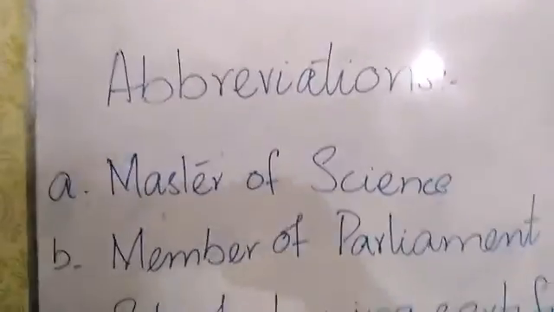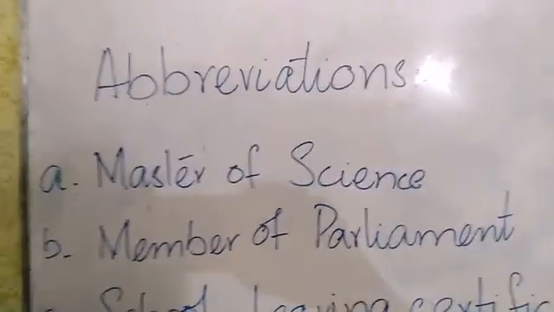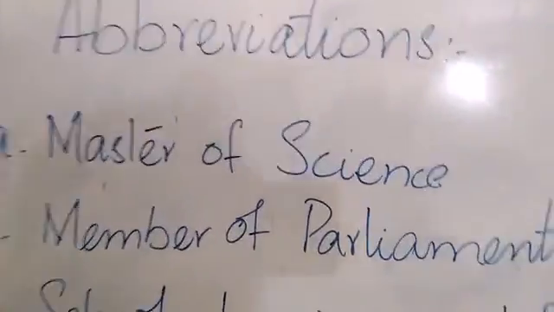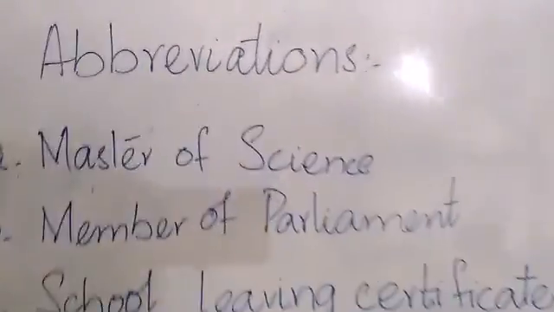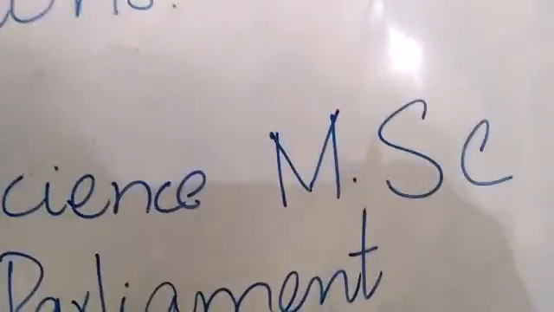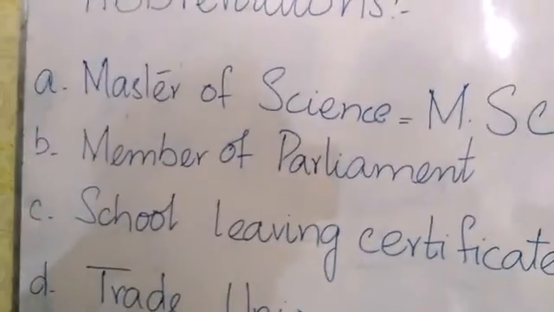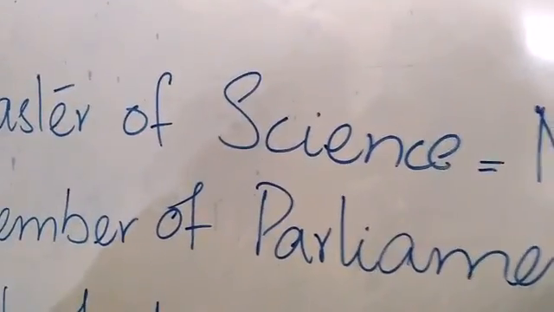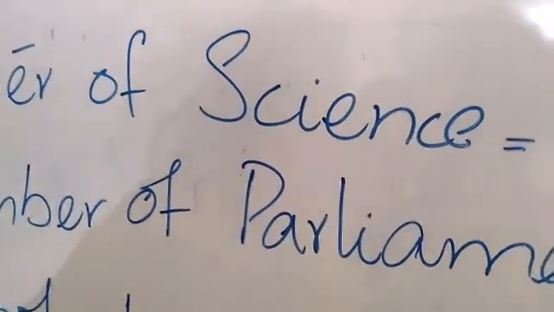So, abbreviations. The first is Master of Science. When you are going to abbreviate it, what will you write? MSc. The abbreviation of Master of Science is MSc. Clear? Next is Member of Parliament. So it becomes M dot P.